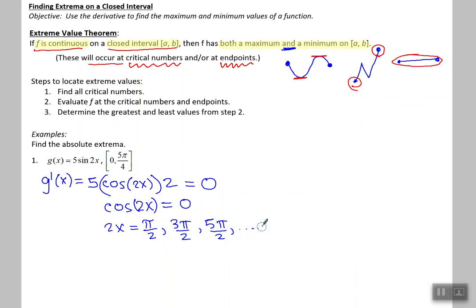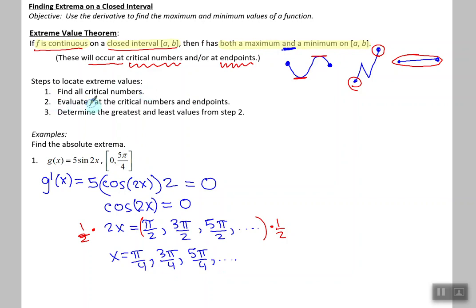and so on and so forth. Now to solve for x, to get x by itself, I'll multiply both sides by 1/2, and I get that x equals pi over 4, 3 pi over 4, 5 pi over 4, and so on and so forth. Now, my closed interval only goes from 0 to 5 pi over 4, so I don't need any values greater than 5 pi over 4. So we found the critical numbers.